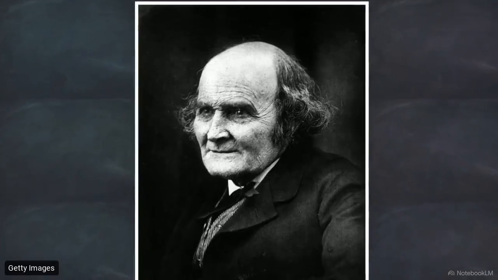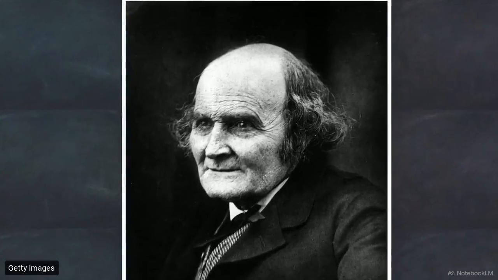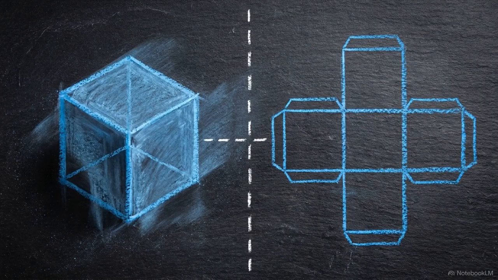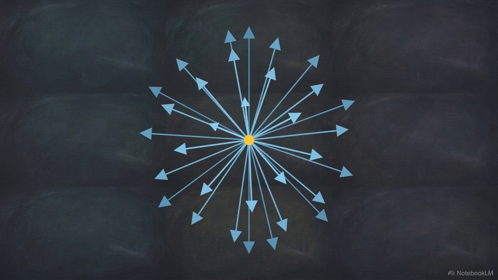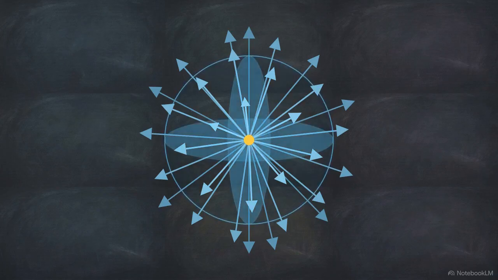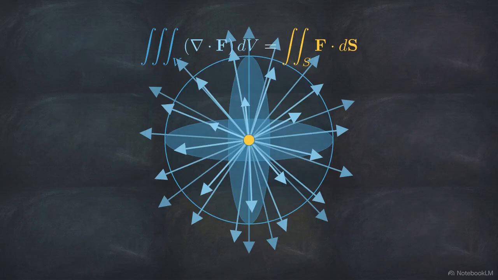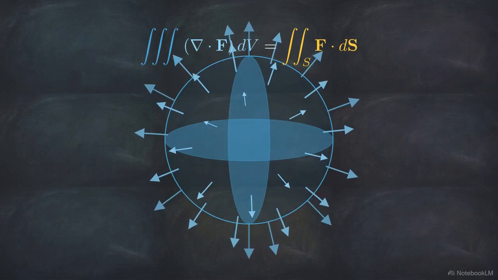The divergence theorem, also known as Gauss's theorem, provides that shortcut by creating a link between a volume and its outer boundary. This begins with the concept of divergence, a measurement of how much a field is spreading out from or converging into any given point. The theorem states that the total divergence integrated throughout a volume is identical to the total outward flux passing through the closed surface surrounding it.